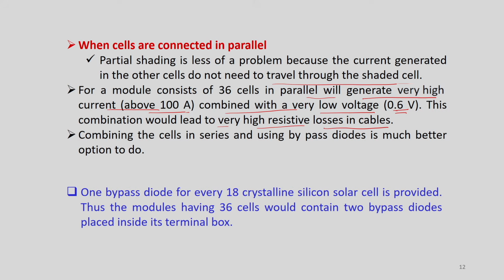And for your understanding, one bypass diode for every 18 crystalline silicon cells is provided. So, if we have 36 cells, then we need 2 bypass diodes, which are normally installed in the terminal box of the PV module, right.